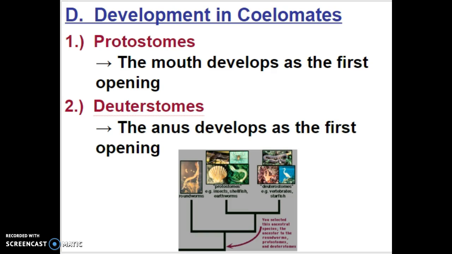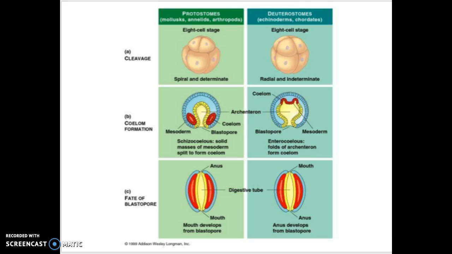When we talked about the gastrula a little bit earlier, we talked about the first hole that was made there as an opening, which could be either the mouth or the anus. A protostome is an animal where the mouth develops as the first opening, and a deuterostome is where the opening in the gastrula, that first hole, becomes the anus. And believe it or not, people are deuterostomes. And basically the development of them is the same. It's just the fate of the blastopore, that hole, that is reversed between protostomes and deuterostomes.